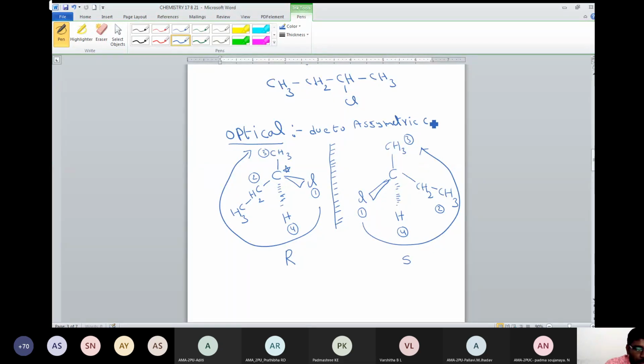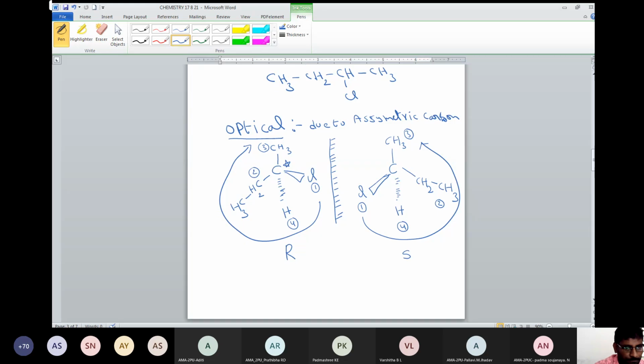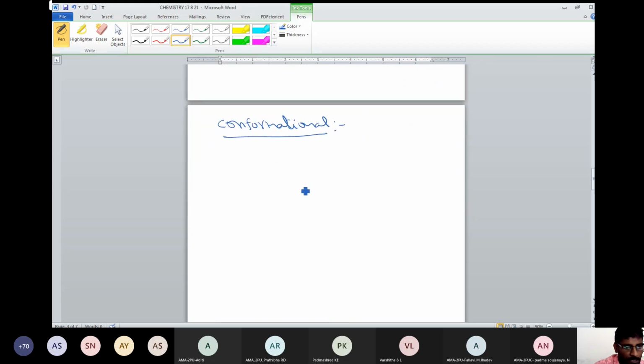Asymmetric means chiral. Optical isomerism is due to asymmetric carbon. Similarly, conformational isomerism is due to free rotation of the carbon-carbon sigma bond.